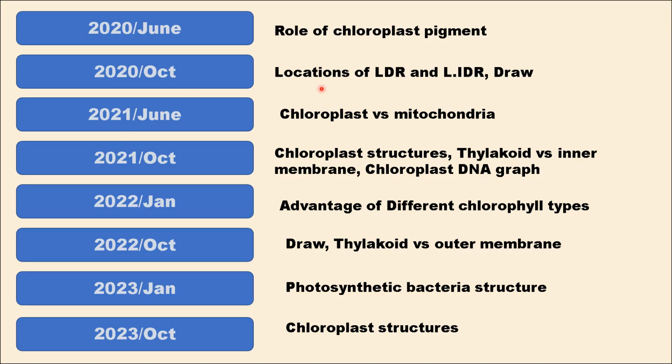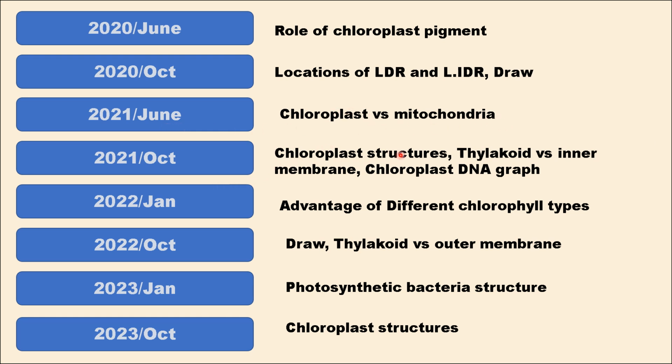Here is a quick summary of the past chloroplast related questions by year, which may help with spotting patterns and predicting what could come up in future exams. 2020 June asked about the role of chloroplast pigments. 2020 October focused on locations of the light dependent and light independent reactions and included a question requiring you to draw the chloroplast structure. In 2021 June, comparison between chloroplast and mitochondria.